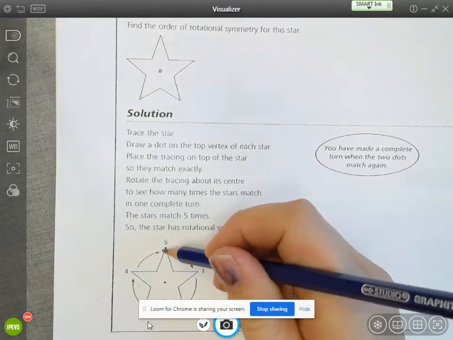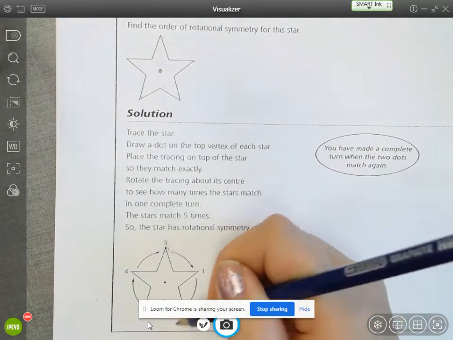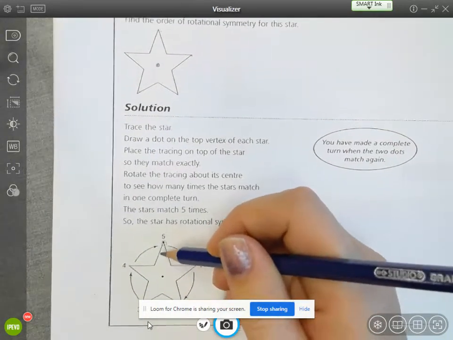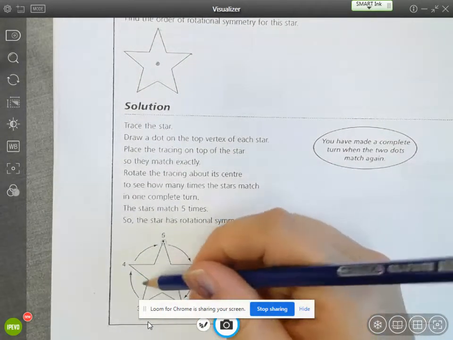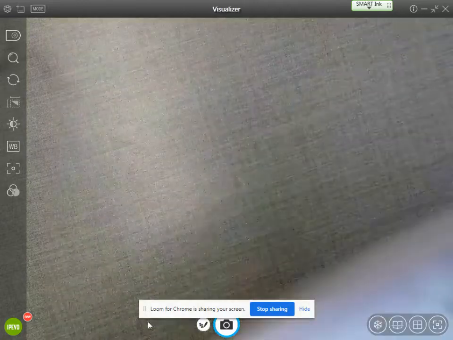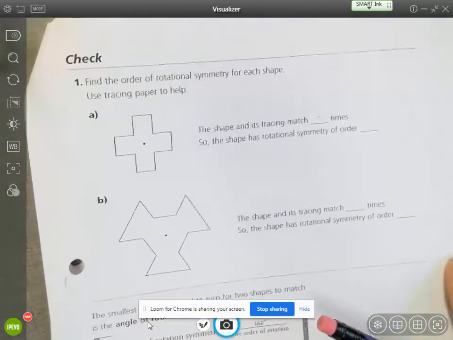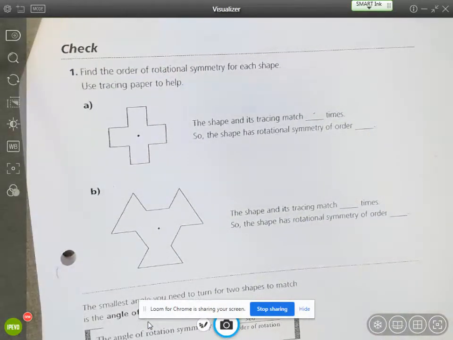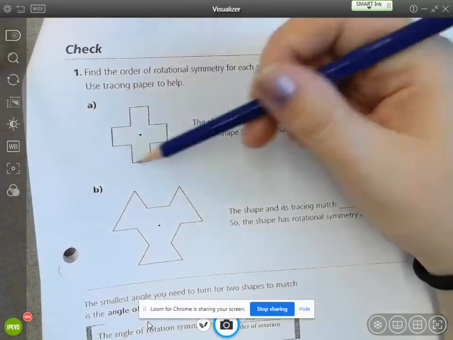So I do count that last turn to where it returned to in my count. Okay, so 1, 2, 3, 4, 5 in total. Okay, so that is the order of rotation. How many times can you spin it and it lands on itself? So if you had these objects here, find the order of rotational symmetry. How many times would I have to spin it?